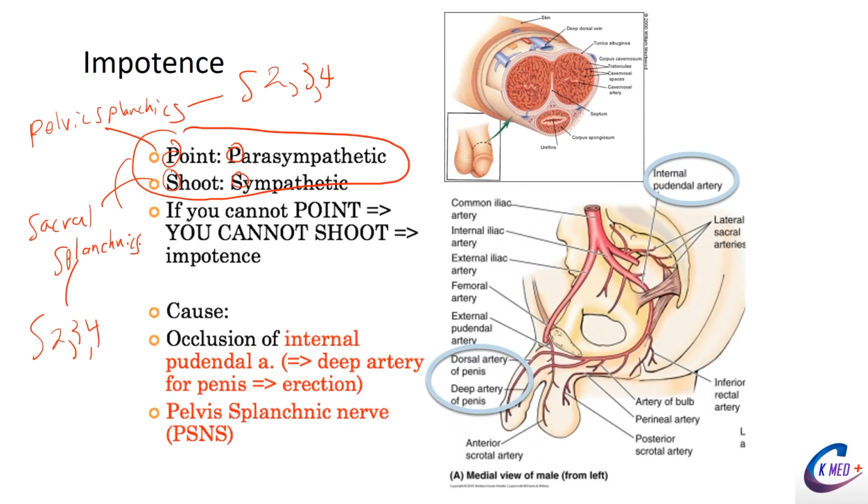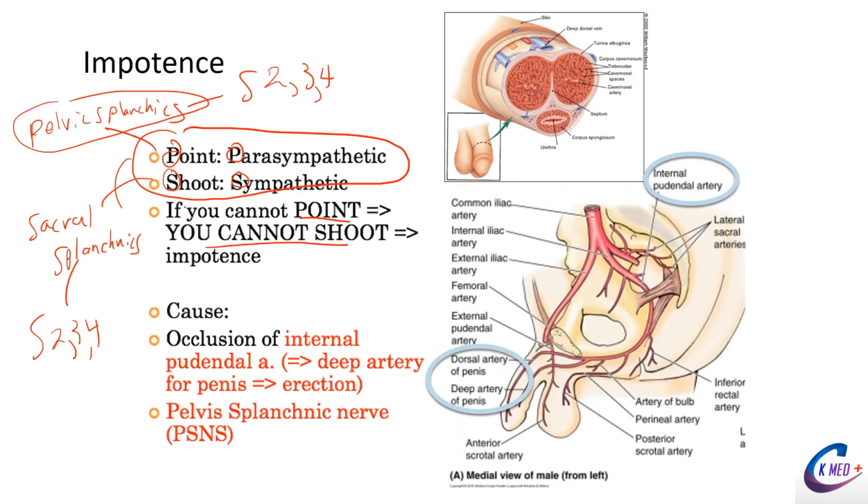Where sacral splanchnics, or S2, 3, 4, shoots the semen on the floor. So that is your sacral splanchnics. S2, 3, 4 shoots the semen on the floor. And remember, if you cannot point, then you cannot shoot. And so the pointing part is very important. So if I damage my pelvic splanchnics, no pointing, no shooting possible, and this person's going to have impotence.